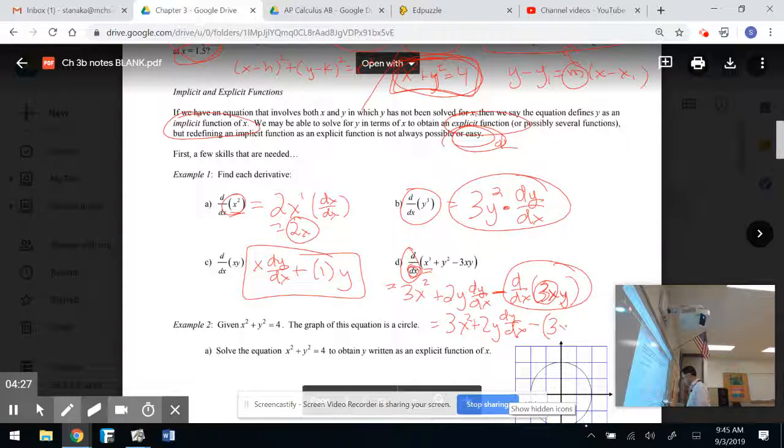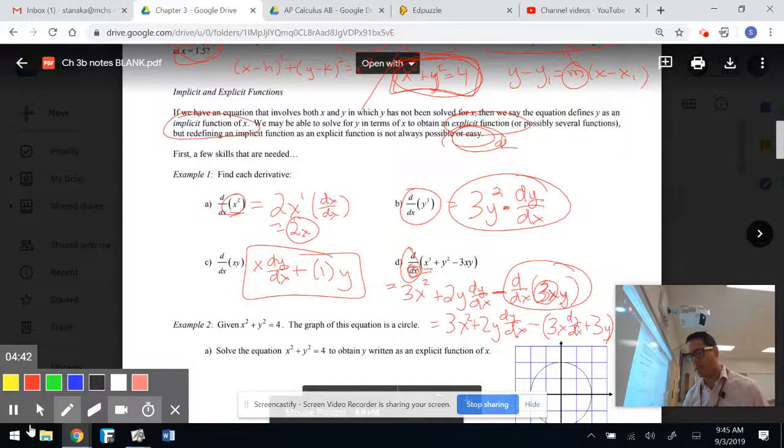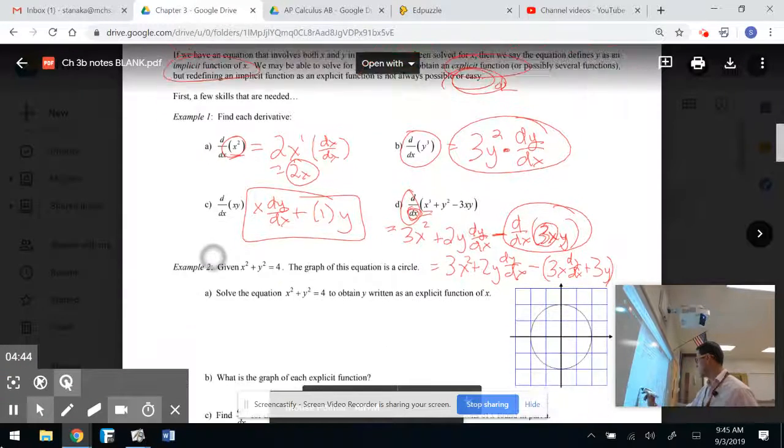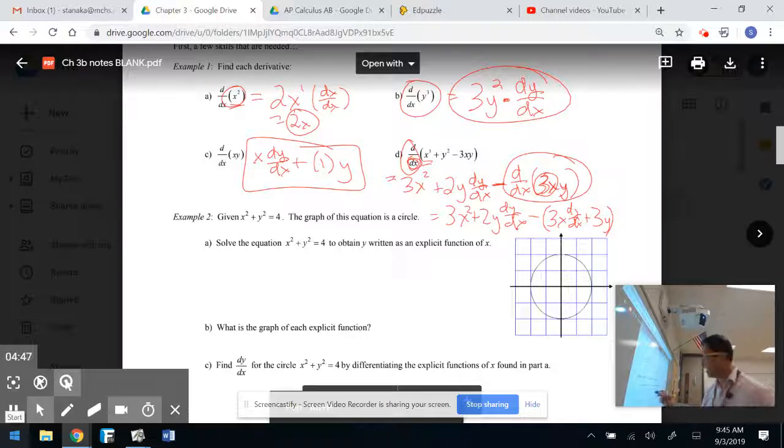So it'd be 3x times the derivative of y, which would be dy/dx, plus the derivative of 3x, which would be 3 times y. Okay, distribute that negative in there. And we could simplify that a little bit, but hopefully it's making a little bit of sense right now, because now we're going to get into how we use this in AP Calc.